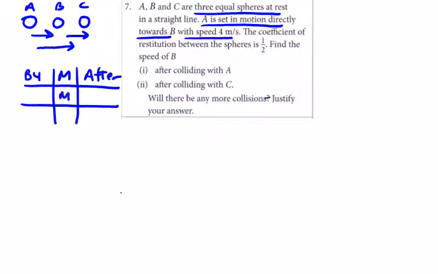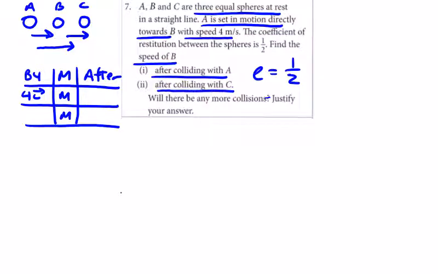So we have masses of M, they're equal, and A is set in motion with a speed of 4 in the i direction. Coefficient of restitution is a half. Find the speed of B after colliding with A and after colliding with C. Okay, let's look at after colliding with A. B is at rest, and we have P and Q for my speeds afterwards. So if we apply this information to our formulas, we should be able to solve for P and Q.